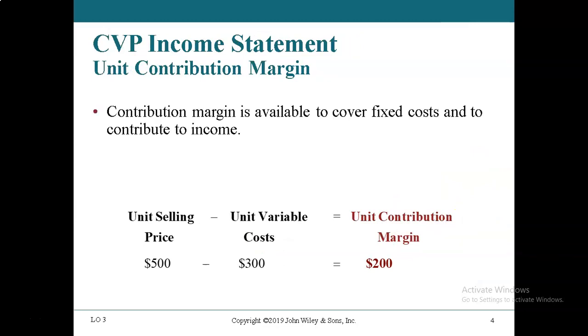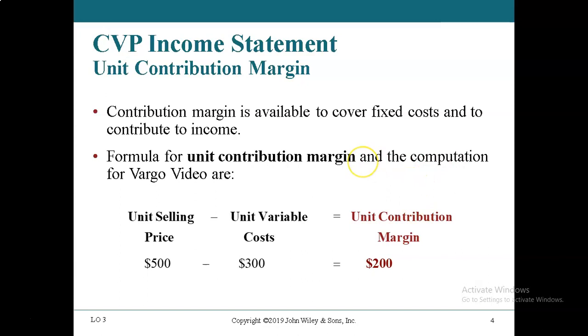Okay, so what if you have your selling price minus your variable cost per unit? So here in this example, what if your selling price for one unit is $500? What if your variable cost for one unit is $300? Then you have what's called the unit contribution margin. So in this case, it's $200. That means that for every unit that I sell, if I only consider the selling price minus the variable cost, I have $200 that I'm making that's being contributed to my bottom line.